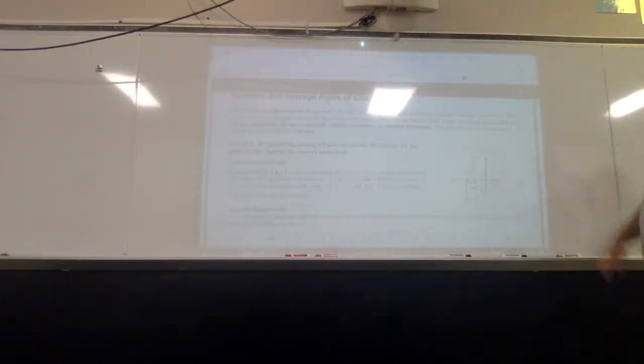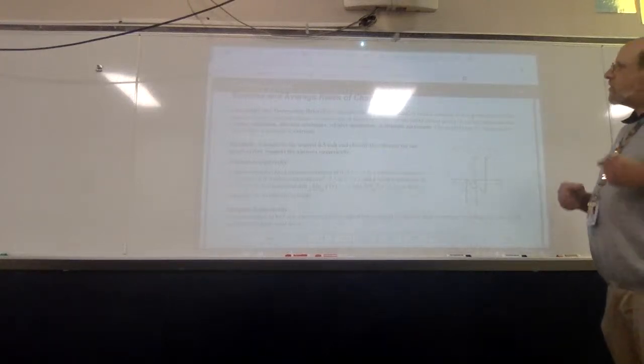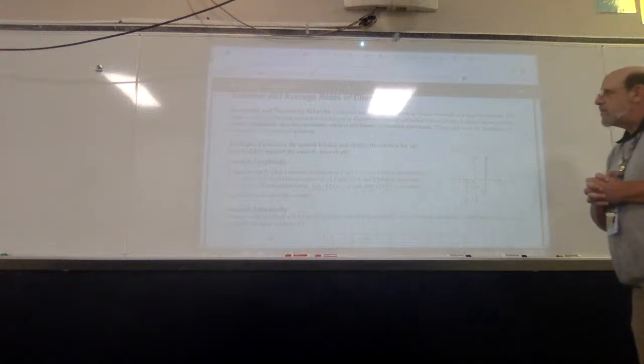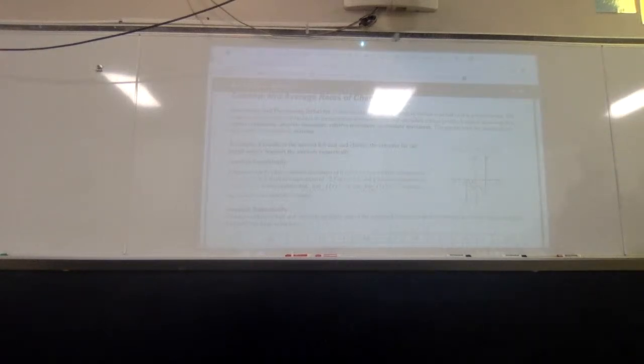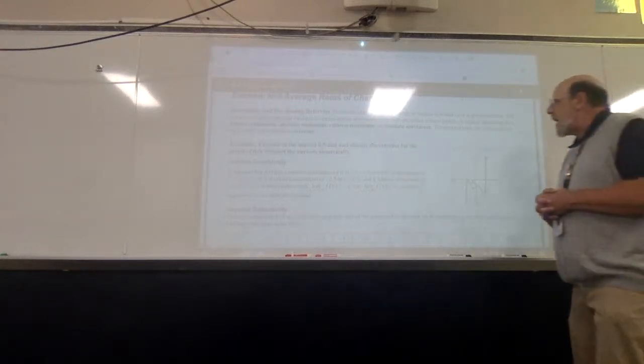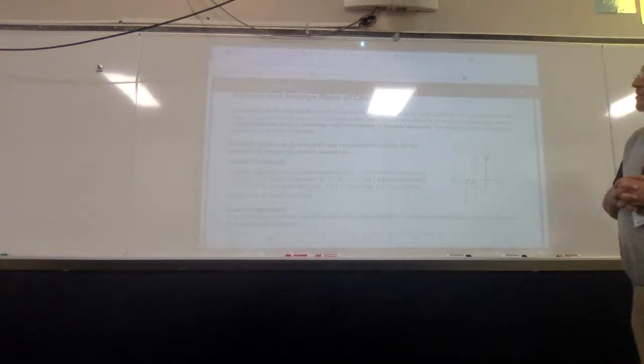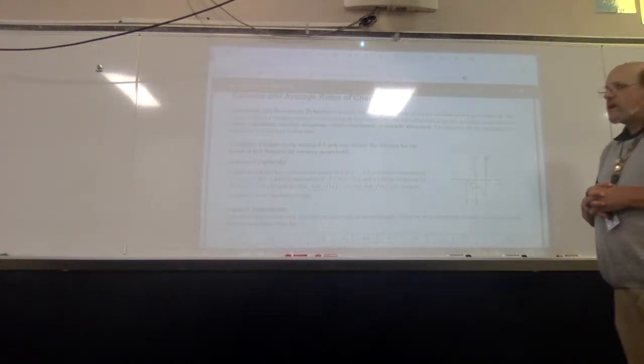So here we are. What does it say? It says we're going to talk about first increasing and decreasing behavior. Functions can increase, decrease, or remain constant over a given interval. The points at which the function changes its increasing or decreasing behavior are called critical points. A critical point can be a relative minimum, an absolute minimum, a relative maximum, or an absolute maximum. The general term for minimum or maximum is extremum or extrema.